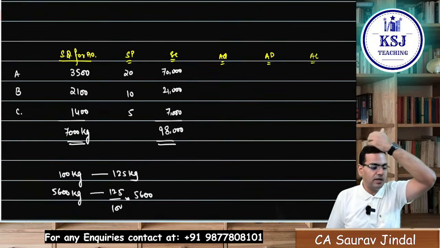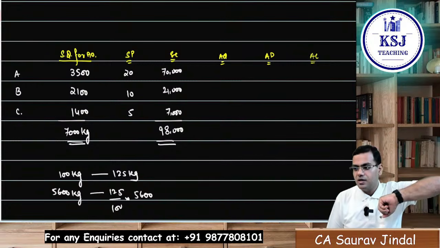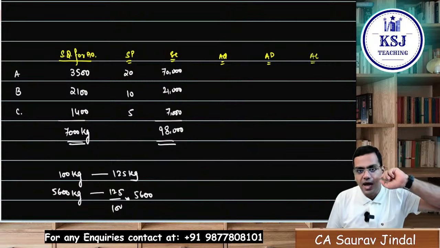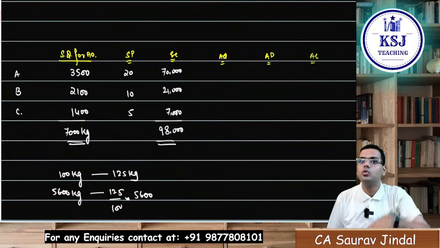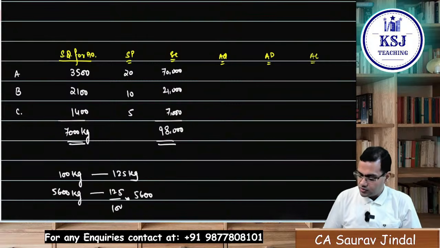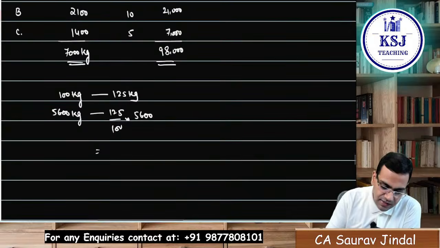Now, coming to the actual quantity. You have to calculate the actual quantity very carefully. What is the quantity that has been actually used? That is important now. How will we calculate that? What is given?